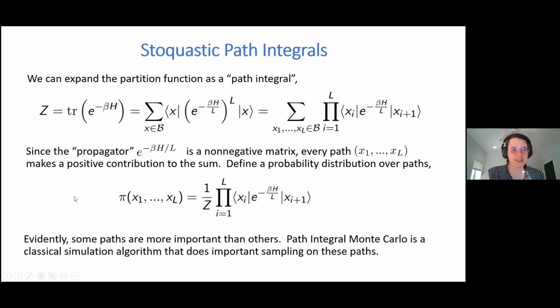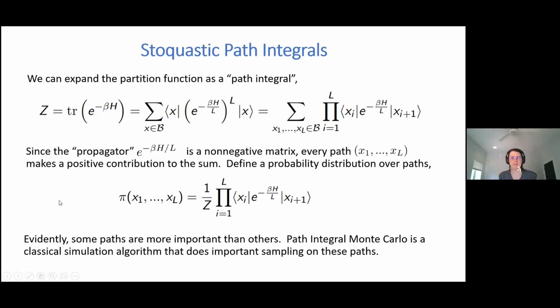Now, since the analog of the propagator in this discrete path integral is a non-negative matrix, right? We went through that for any beta, so L here is just a large positive integer. This means that every path makes a positive contribution to this sum. And so we can actually define a probability distribution over these paths just by normalizing this density.